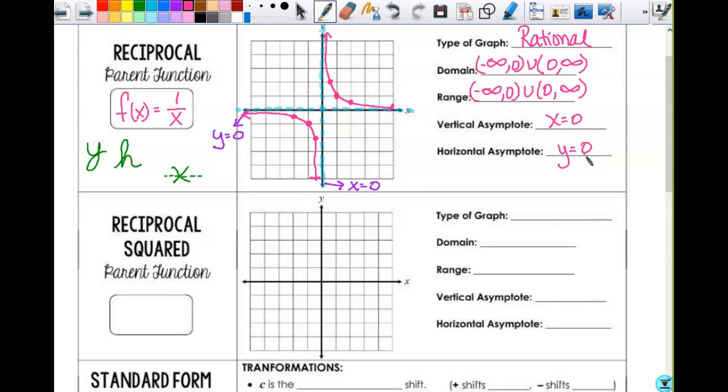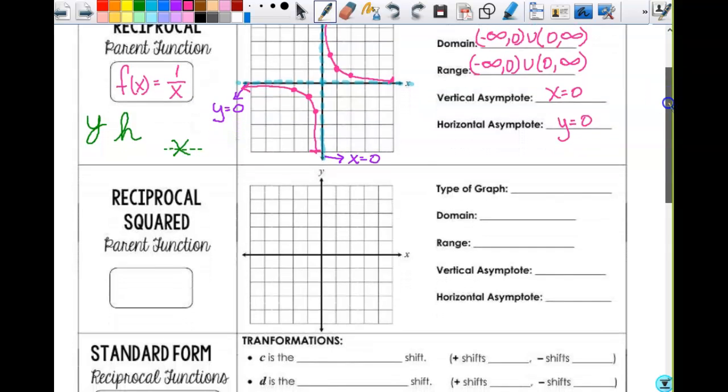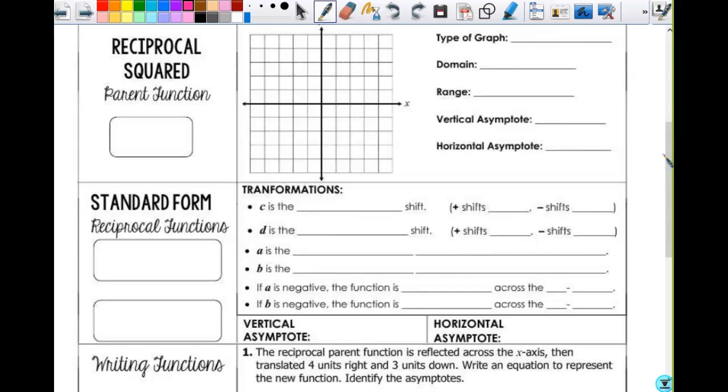So along with the reciprocal parent function comes a reciprocal squared parent function. So let's look at that one. That one is just like it sounds. It's the reciprocal function, but it's squared. So let's think about our asymptotes first, because really that's what we always want to graph first. So now since we kind of know what's going on, our vertical asymptotes come from the zeros of the denominator. And if I was to set the denominator equal to 0, my answer is 0. So I know I have a vertical asymptote at x equals 0.